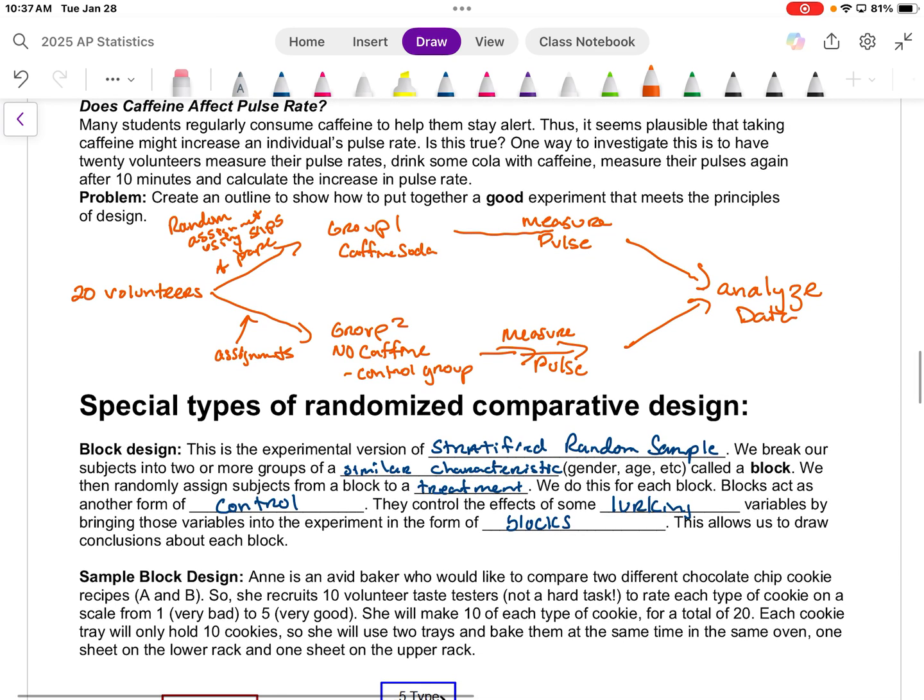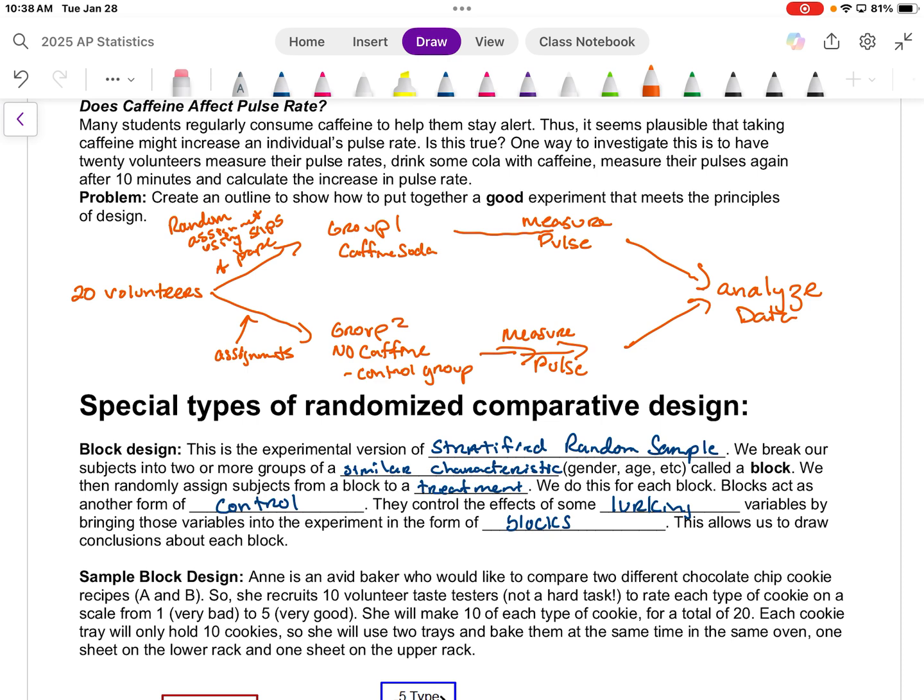Now, here are some specific types of randomized comparative design. We have what's known as a block design. This is an experimental version of a stratified random sample. We break our subjects into 2 or more groups of similar characteristics, like gender or age. It's called a block. We then randomly assign each subject from a block to a treatment. We do this for each block.